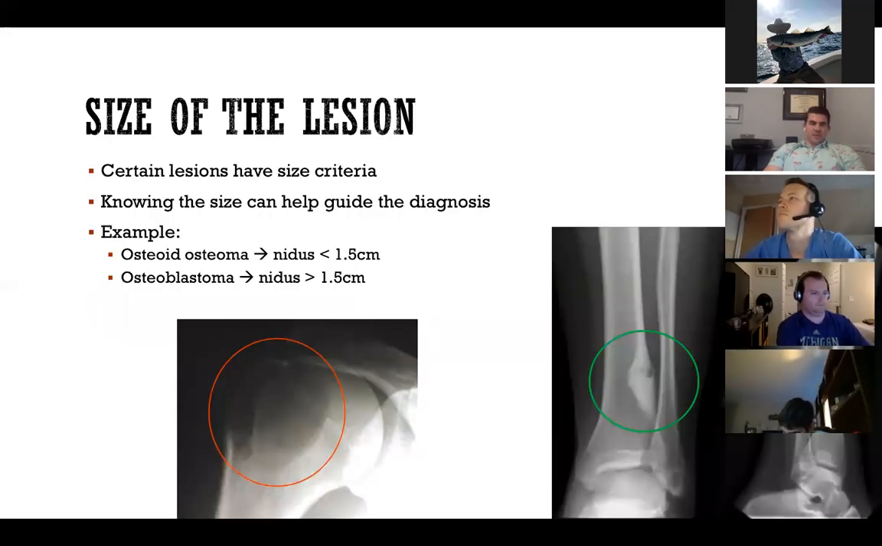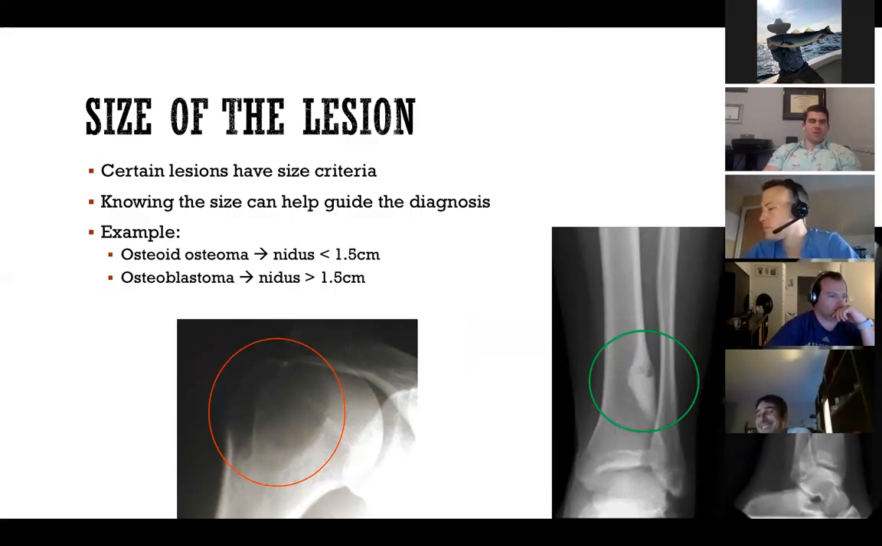Zach, I like this, but I think this gets a little complex. But this is for your review. Certain lesions have size criteria. So when you talk about an osteoid osteoma, usually you're talking about a nidus that has to be under a certain amount, right? And then when you're talking about an osteoblastoma, the nidus has to be over a certain amount. So there are some numbers in here to keep in mind. I'm going to leave this one for your review.